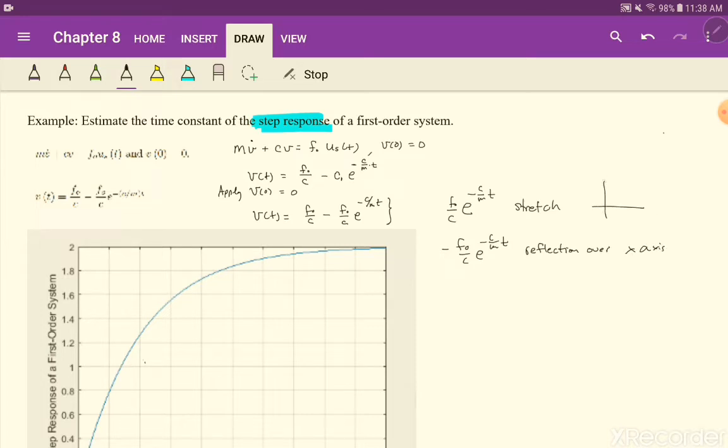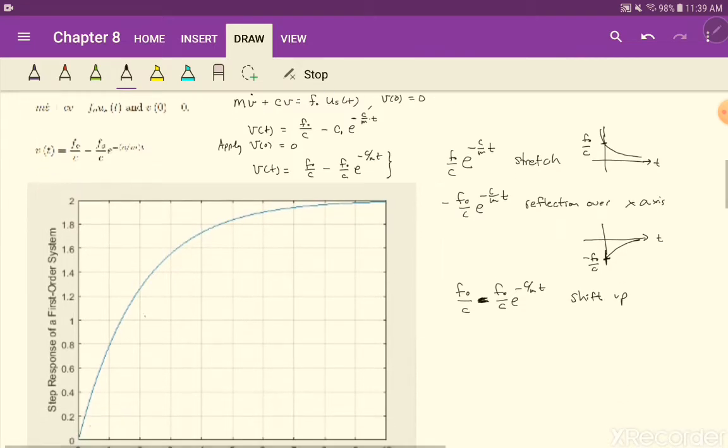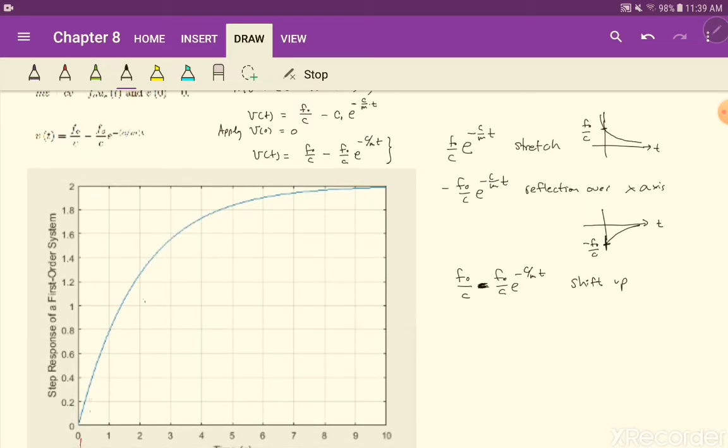So right now, this is the plot we used to have, and it got stretched in the vertical direction. Now this one is f0 over c instead of 1. After you reflect it, it's going to cross f0 over c, negative f0 over c, and it's going to look like this. This is your time. Now, if you add f0 over c to the previous function, what are you doing? It's an upward shift. So finally, you have a graph like this.